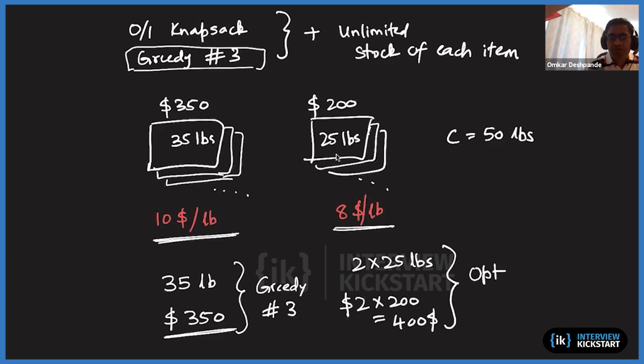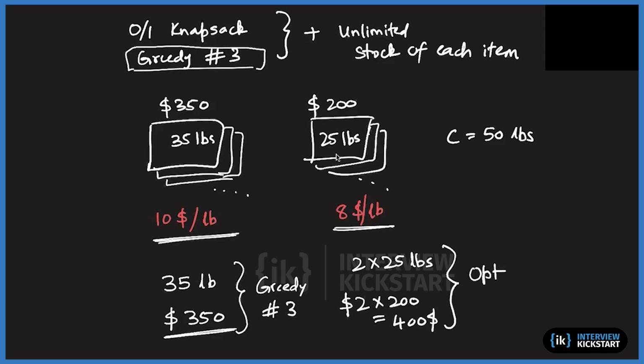Subbu? Yeah, hi, Omkar. Yeah, I'm just taking one example. Let's say I have three items with 10 lb, 5 lb, and 1 lb, and the price of 10 lb is 100, and 5 lb is 50, and 1 lb is 10. In that case, I'm seeing that knapsack one is that a knapsack is working for a greedy solution, right?